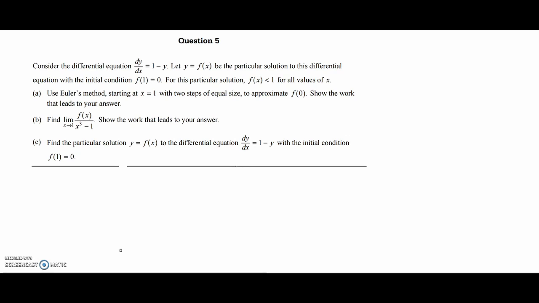A. Use Euler's method starting at x equals 1 with two steps of equal size to approximate f of 0. Show the work that leads to your answer.